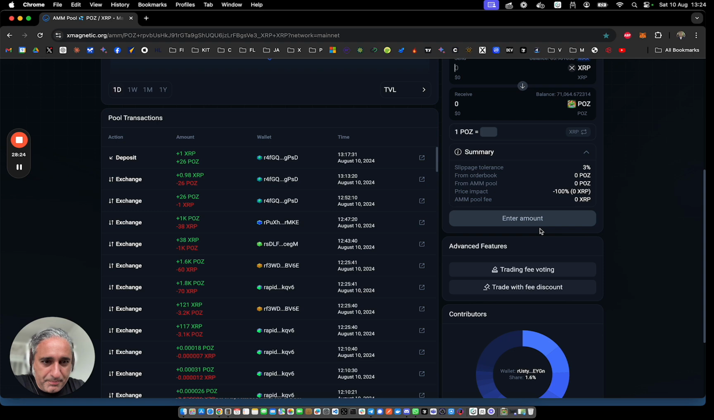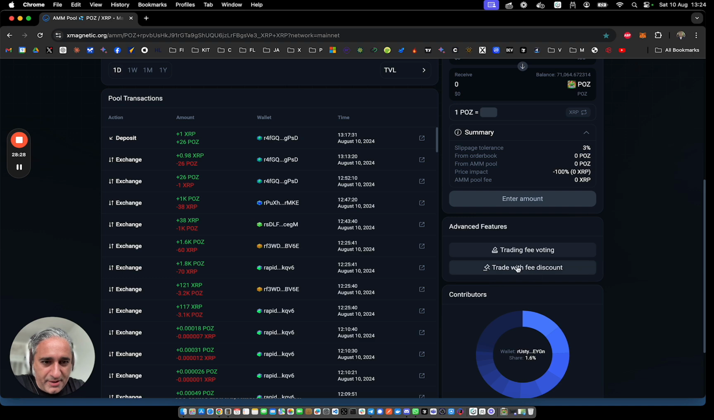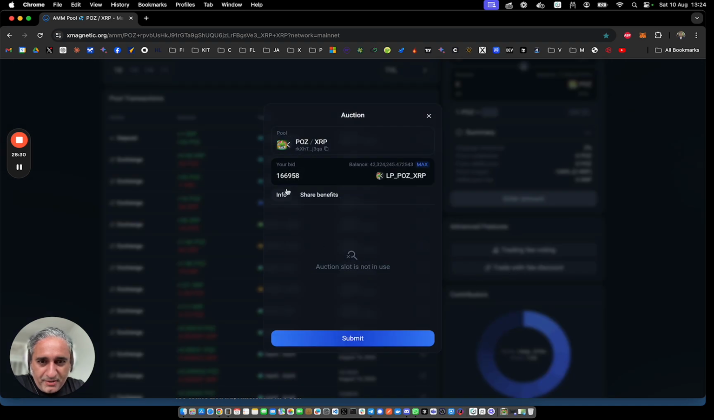Where's the auction capability? Here it is, trade with a fee discount. So, it looks like the amount of POS that I need to burn in order to obtain 0% fees has dropped a little bit. It was about 100 XRP's worth before. I wonder if it is still 100 XRP. Let's see.